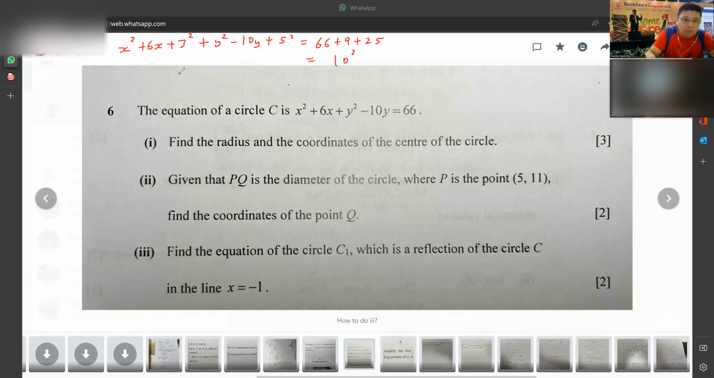Then you will have x plus 3 square and y minus 5 square. So the radius is 10, and the center is minus 3, 5. Then PQ is the diameter of circle, P is 5, 11, find coordinates of Q.